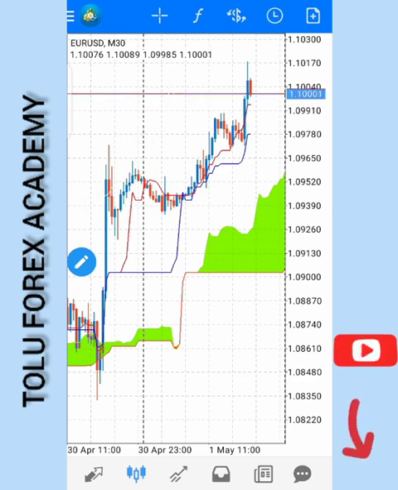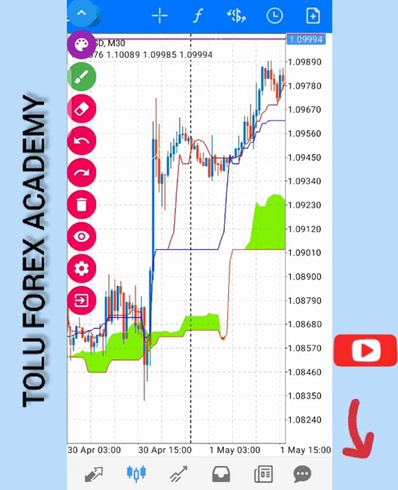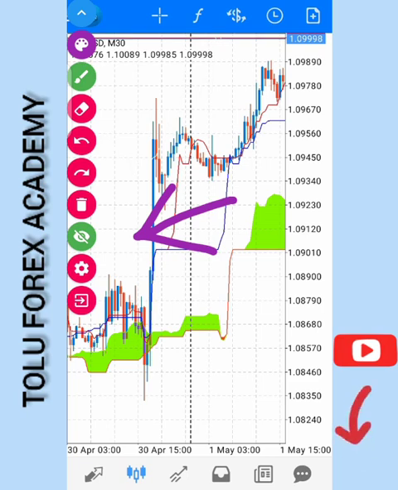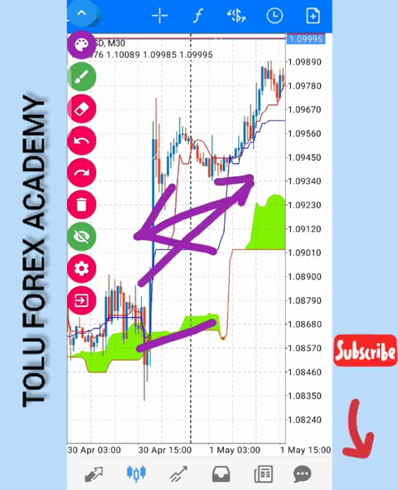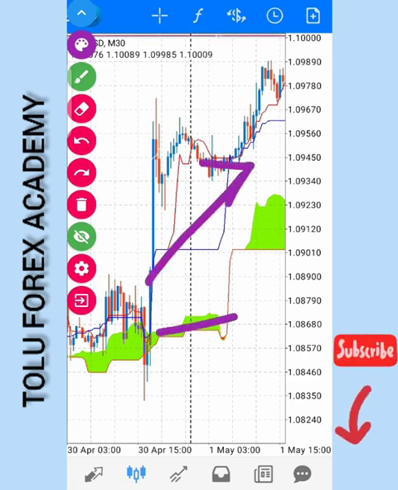Here are some basic interpretations that we should know. When the price is above the cloud, then we are in a bullish trend. Do you get that? These candlesticks are price action. So when these candlesticks are above the cloud, this is the cloud here, the prices are above the cloud, it means we are in an upward trend.